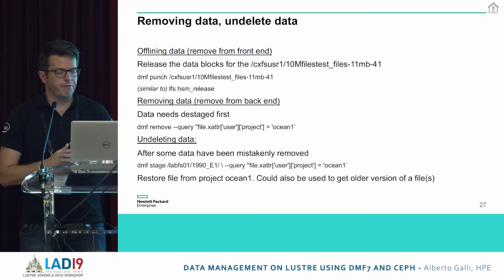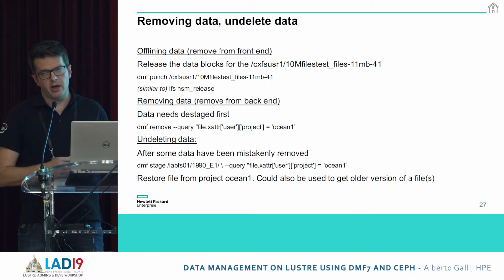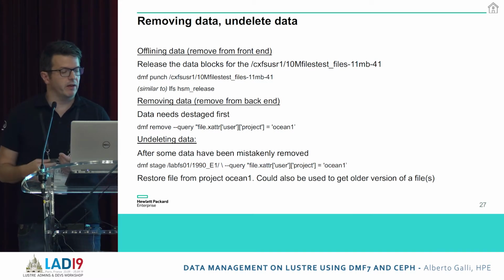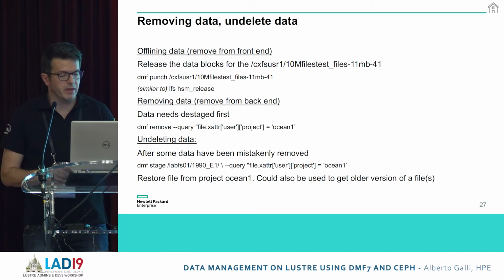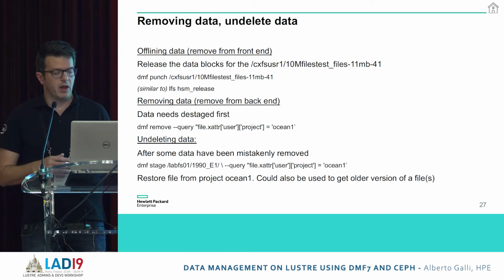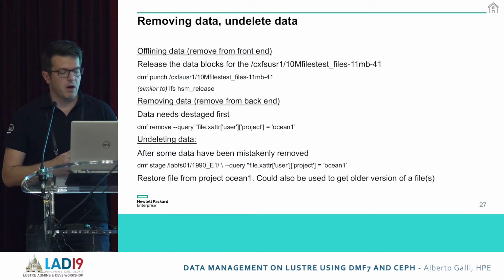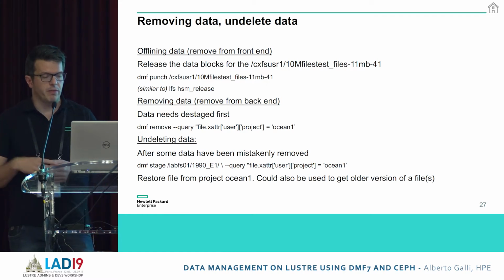Okay, other stuff that might be interesting with DMF that we can do. Well, offlining data is basically easy. You can remove data from the front end. So it's a little bit like destaging, by the way. You can remove data from the back end, okay, if you really want to do it. That means you remove data from the database.